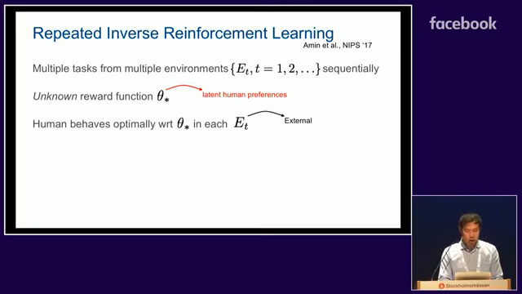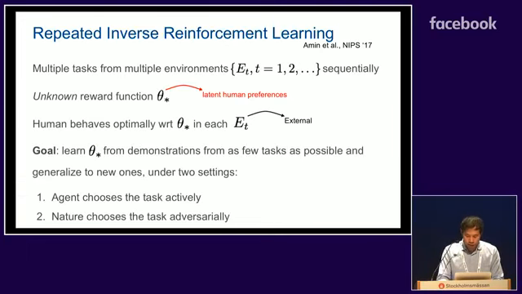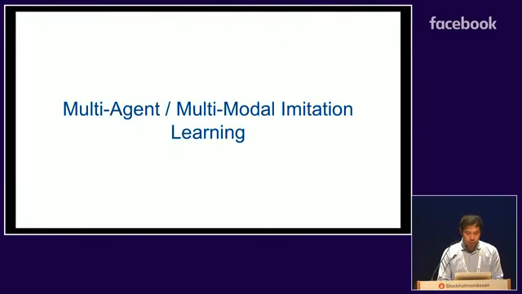So the goal for us is to learn theta star from demonstrations from as few tasks as possible and generalize to a new one. The authors consider two different settings: one where the agent can choose to learn the task actively, which is the easier setting, and the more difficult setting where nature can reveal the task adversarially. So this is the problem that the paper discussed.